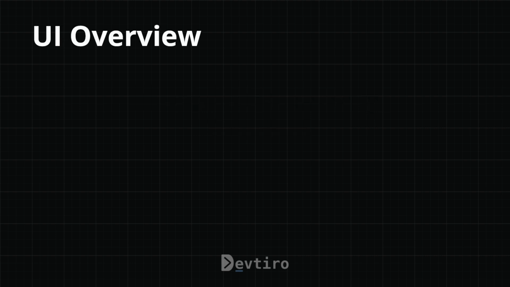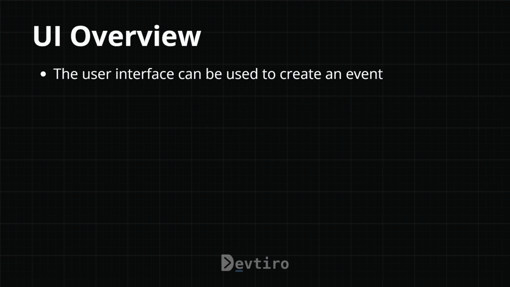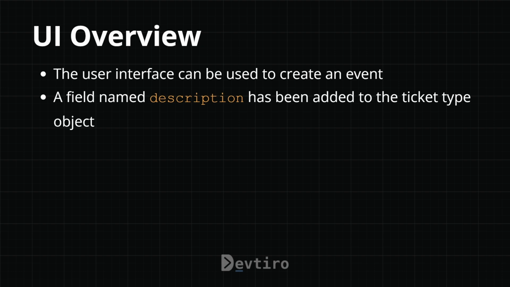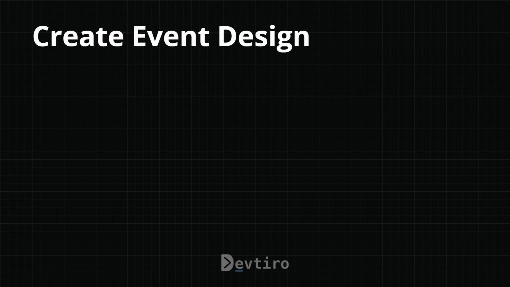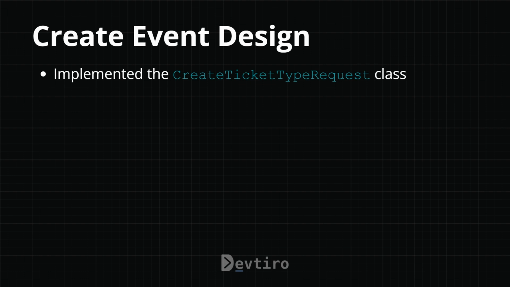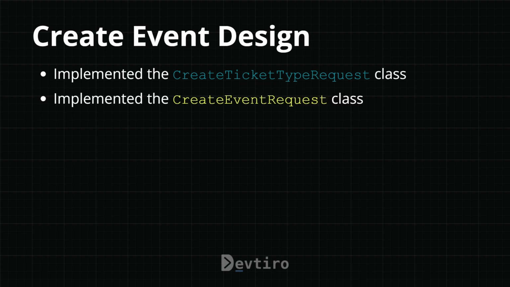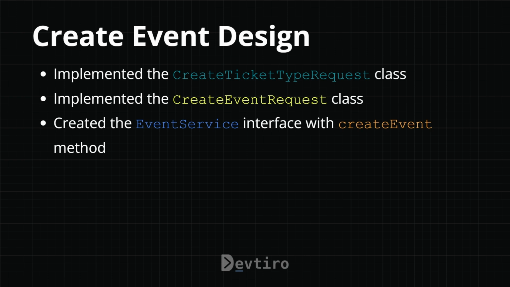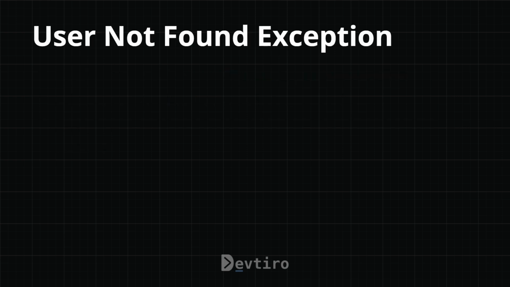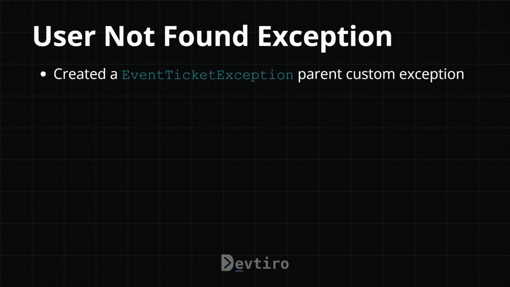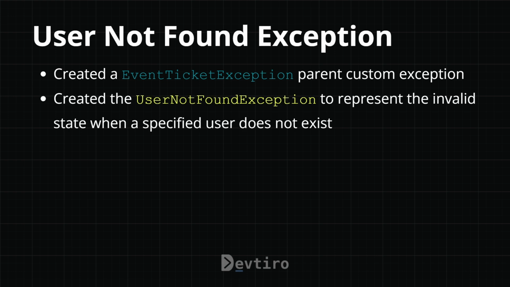In UI overview, we've seen that the user interface can be used to create an event. A field name description has been added to the ticket type object. In create event design, we implemented the create ticket type request class and the create event request class. And we created the event service interface with the create event method. In user not found exception, we created an event ticket exception parent custom exception. We created the user not found exception to represent the invalid state when a specified user does not exist.